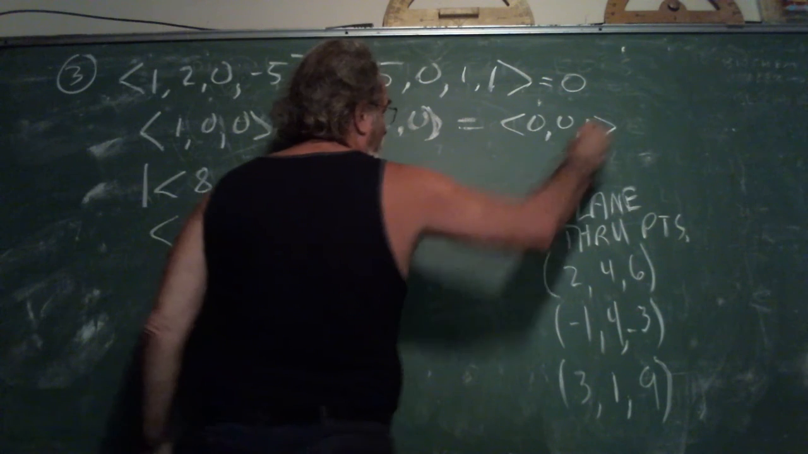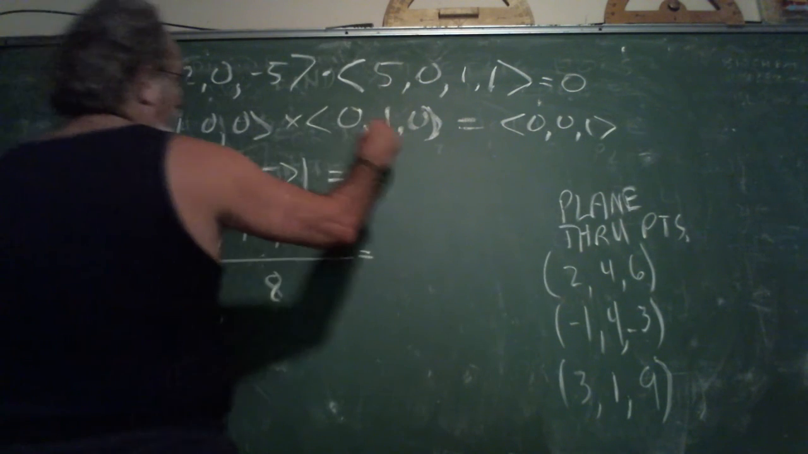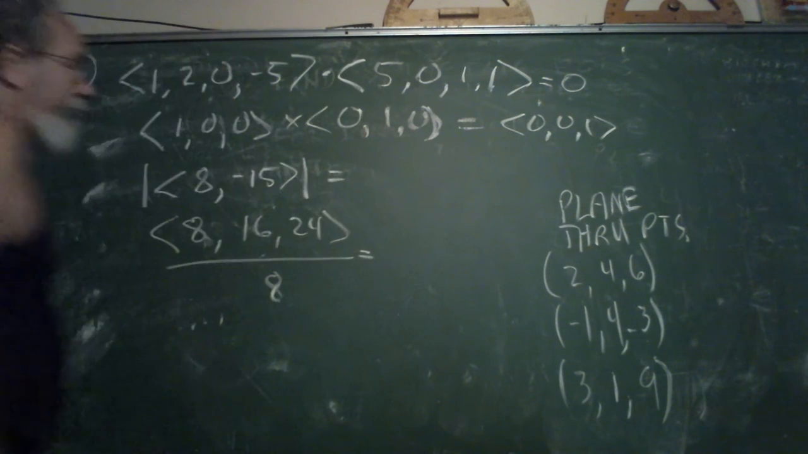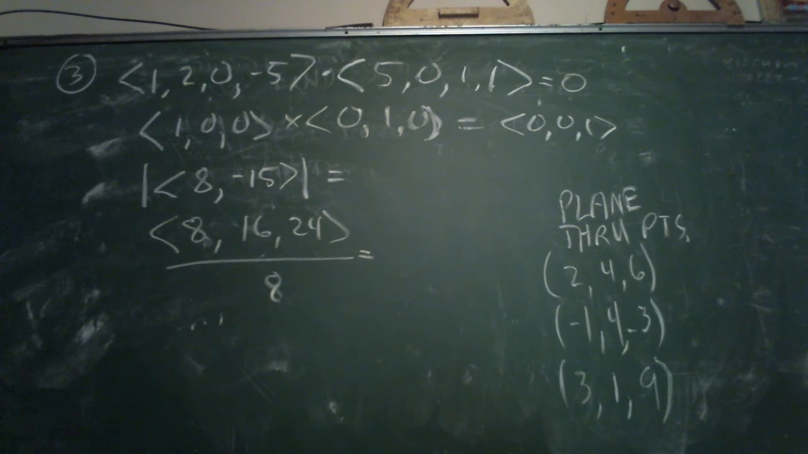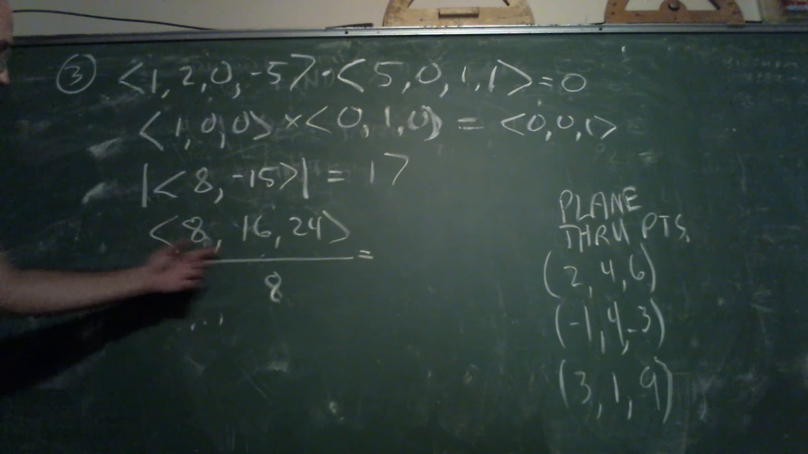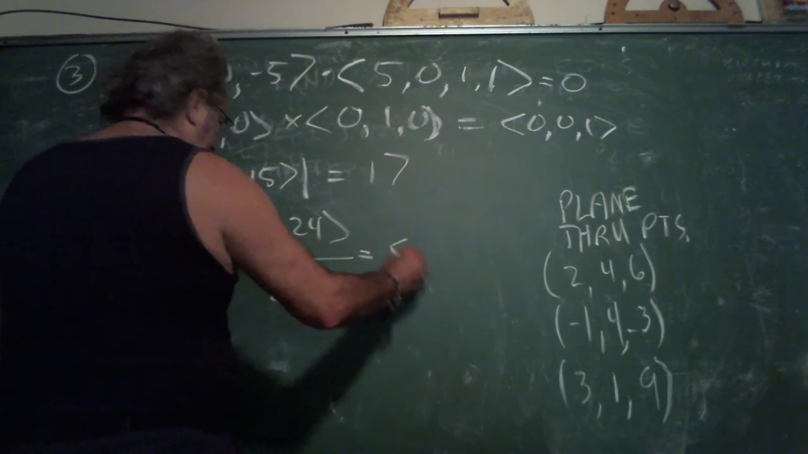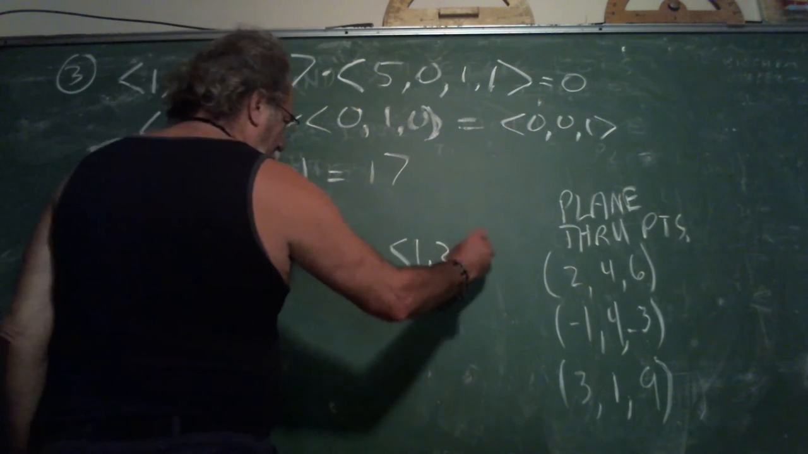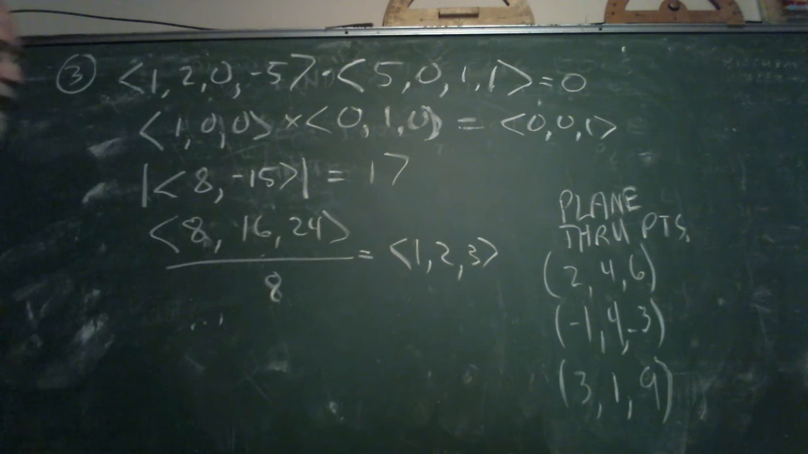0, 0, 1, because it's I cross J. That gives you K. You do the steps if you don't get it. This one is the length, square root of 64 plus 225, which is square root of 289, which is 17. Works out to be nice. These are all divisible by 8, so you get a vector, but it's a nice vector. 1, 2, 3.